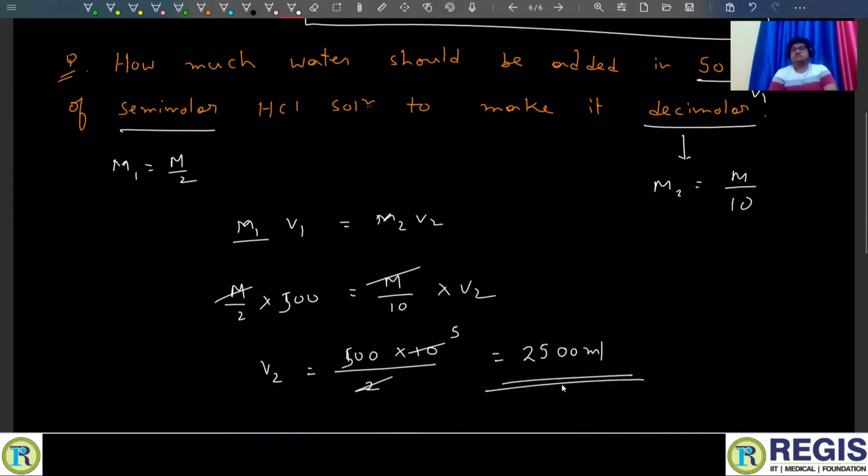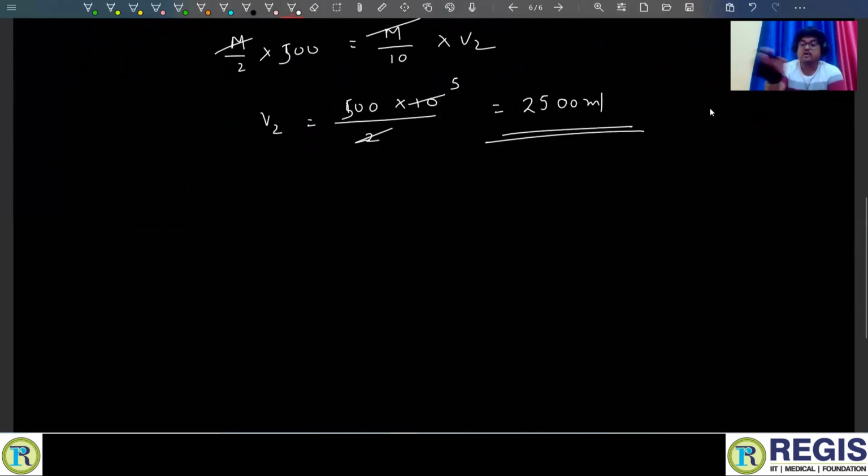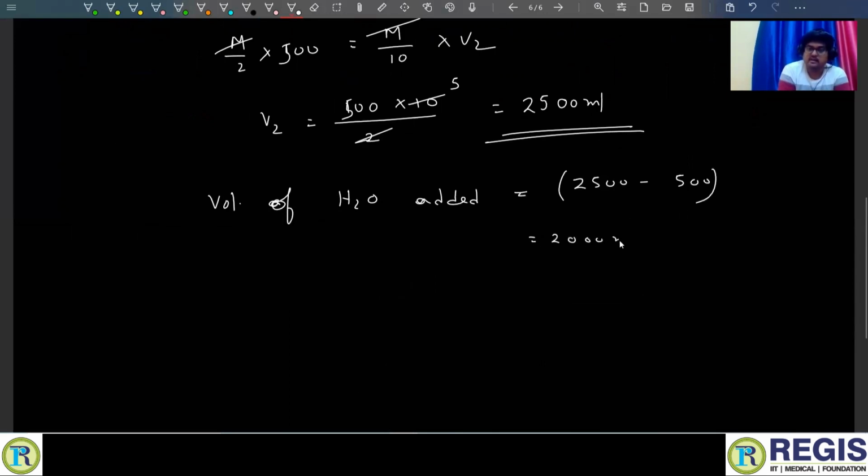So final volume is this one. Initial volume is 500 ml. So how much volume do you have to add? Volume of water added is 2500 minus 500. That means 2000 ml or 2 liters of water you have to add, to make the solution go from semi-molar to decimolar. Any doubt regarding this part? Okay. So that is the end for today. Next class we will discuss later.